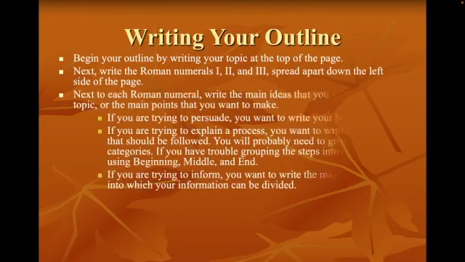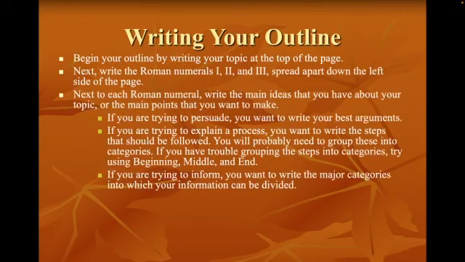Once you've gotten your topics, then you want to start writing your outline. Begin your outline by writing your topic at the top of the page. Next, write the Roman numerals such as 1, 2, and 3, spread apart down the left side of the page. Next to each Roman numeral, write the main ideas that you have about your topic, or the main points that you want to make. For example, on our previous slide, we talked about dogs. Maybe next to the Roman numerals 1, 2, and 3, you would have the health, the breed, and the grooming.